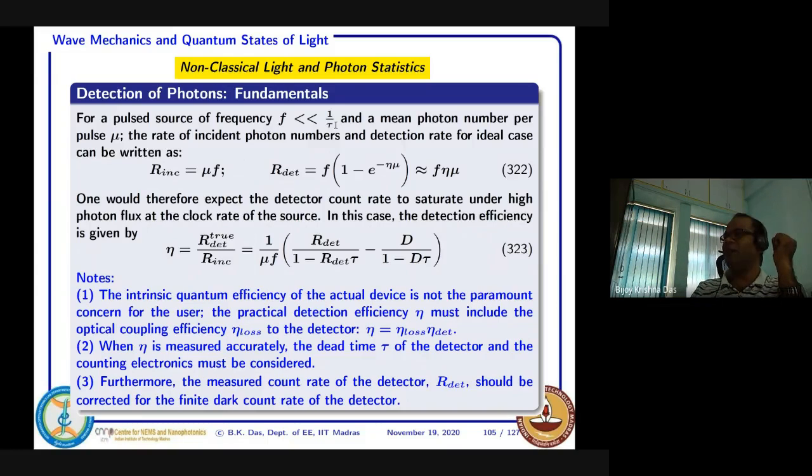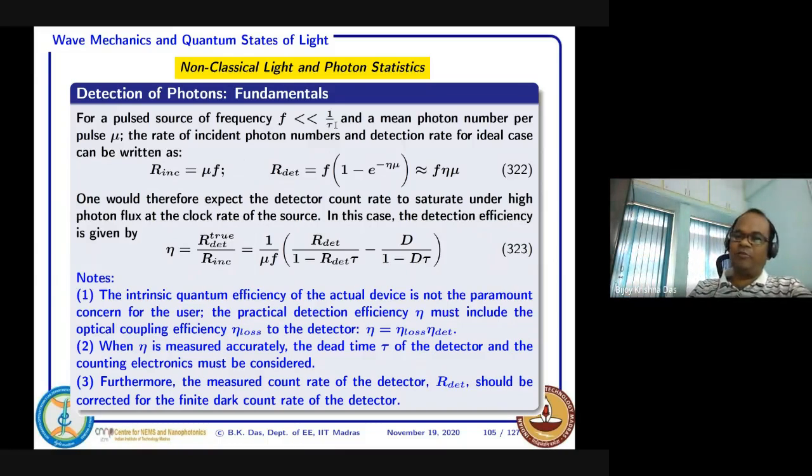Whenever you are using a pulsed laser, that pulse repetition rate frequency should be sufficiently low so that every pulse comes after the dead time of the photodetector. Okay. Then in that case, the mean photon number per pulse, mu, is known. For example, you can find what the mean photon number within that pulse is, right?